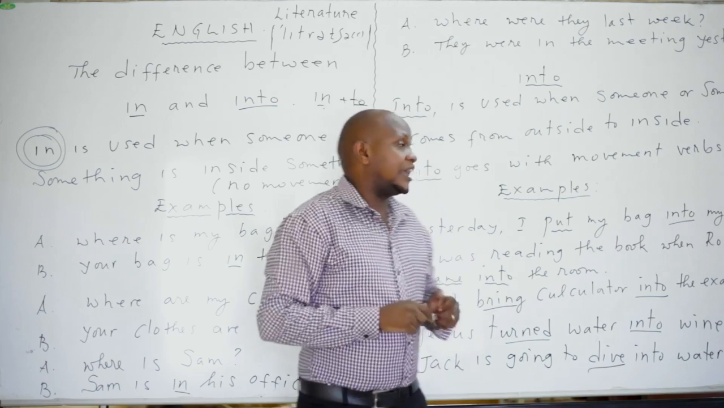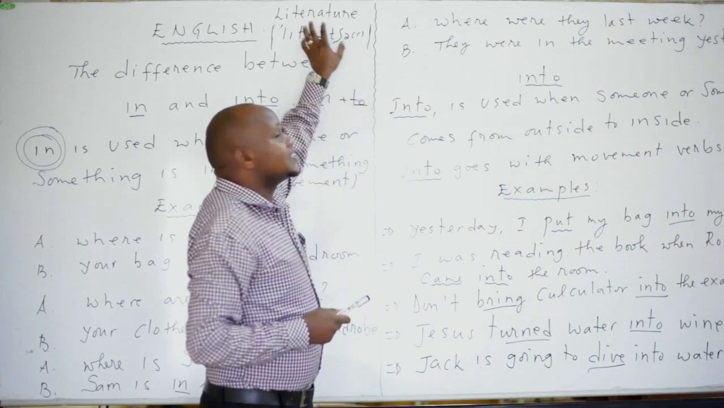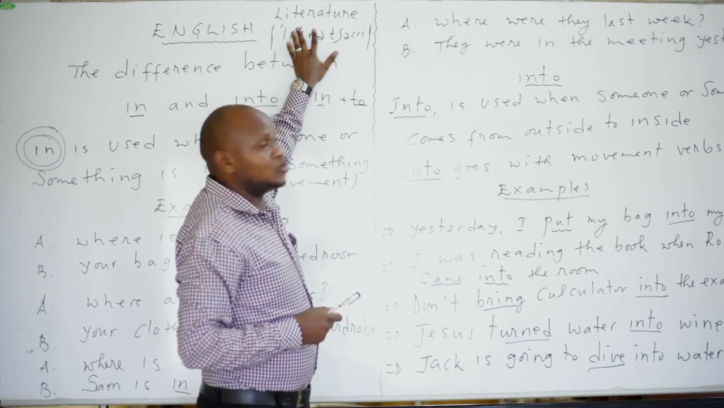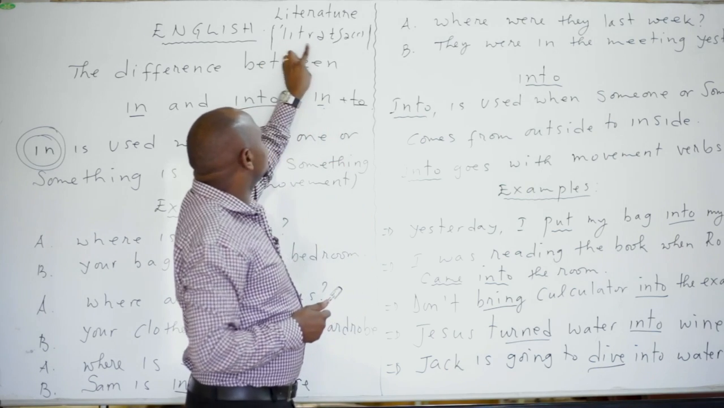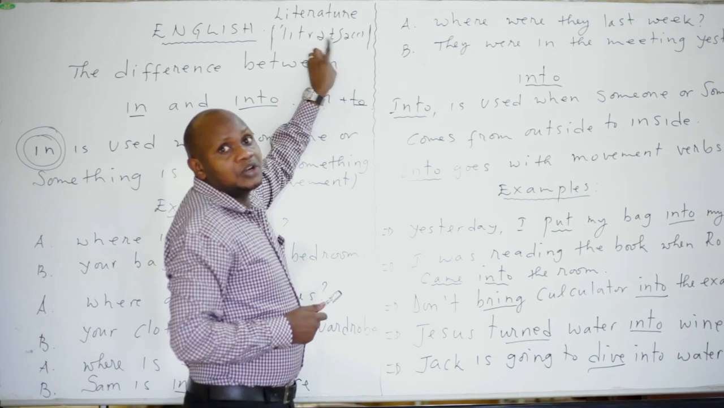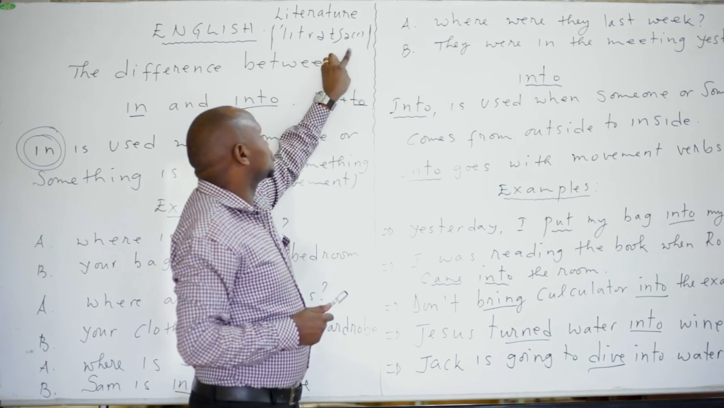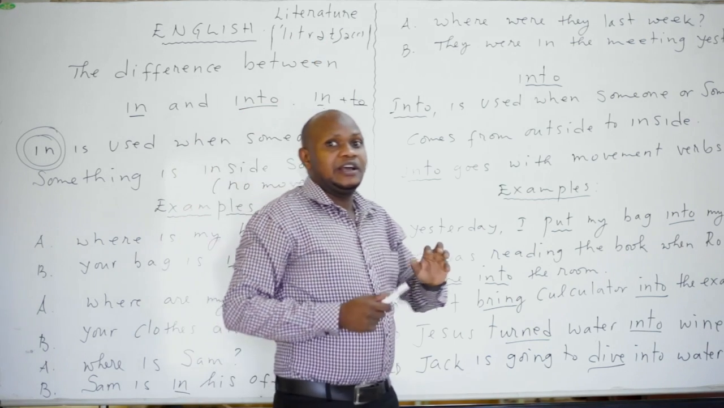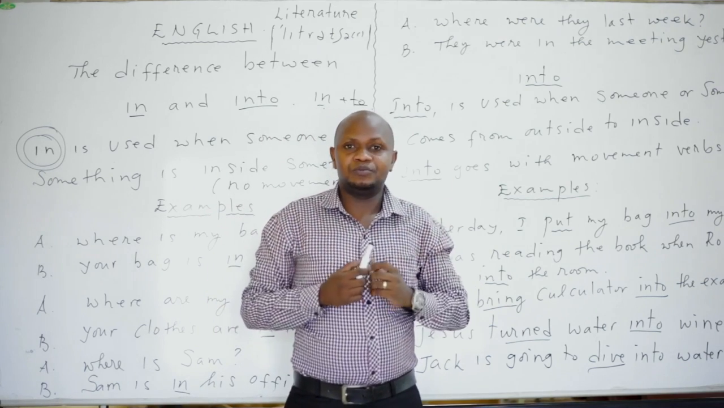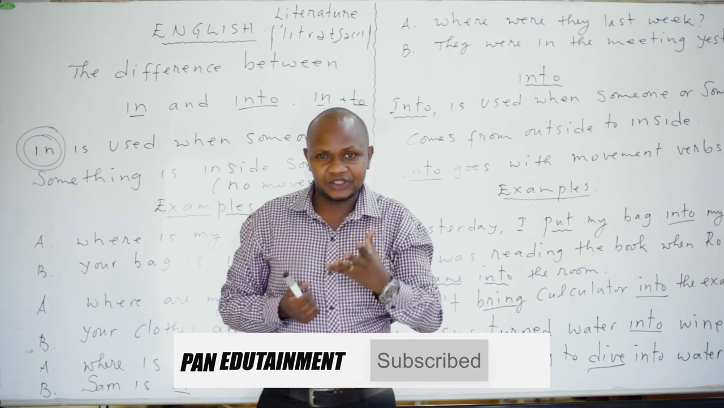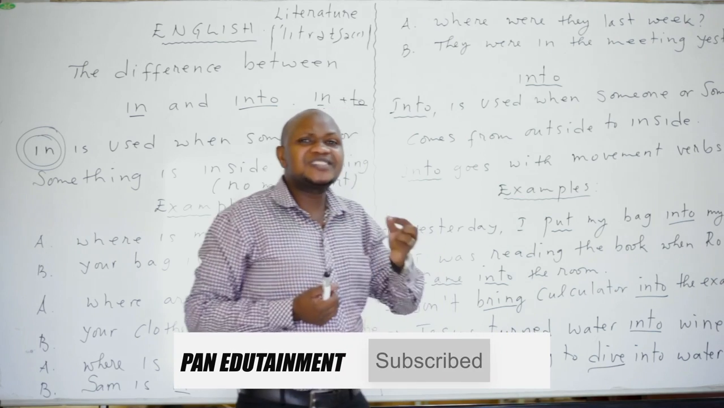First of all, let us give you this word of today, ijambo ry'umunsi, which is literature. Literature. These are written works. Literature nicyo twita ubuvanganzo mu Kinyarwanda. Ubuvanganzo. Literature.